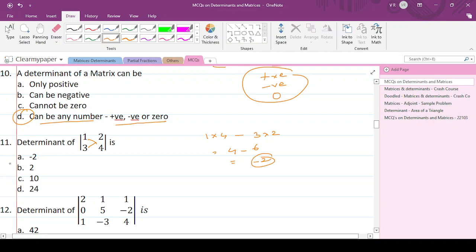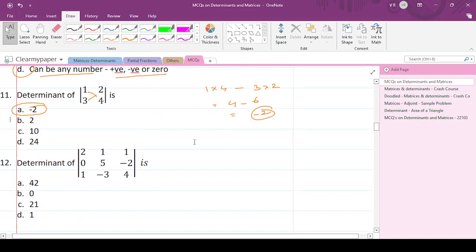Is minus 2 an answer? Yes, minus 2 is an answer over here. That's the answer. Okay. Now let's take a 3 by 3 determinant. Determinant of this matrix, which is a 3 by 3, what is the answer?